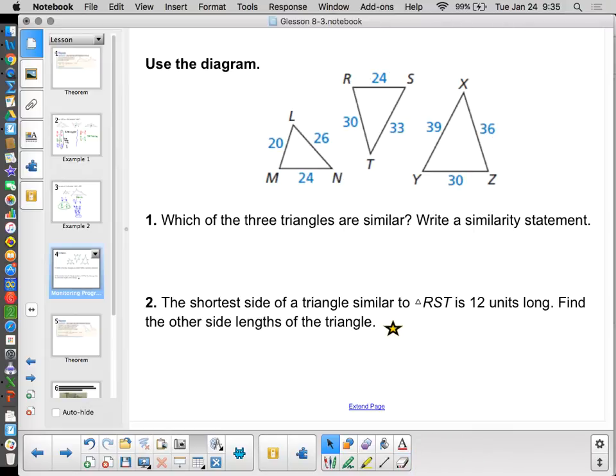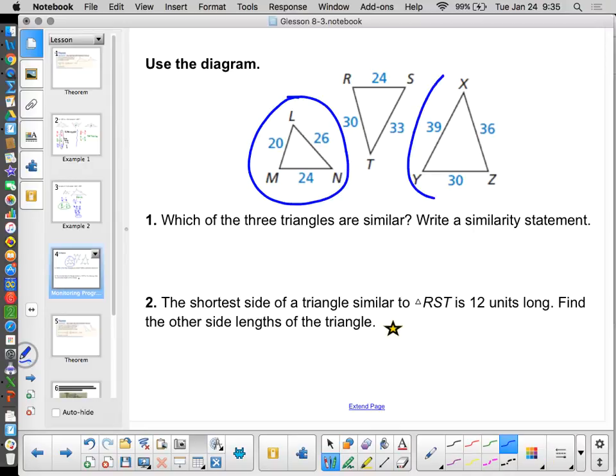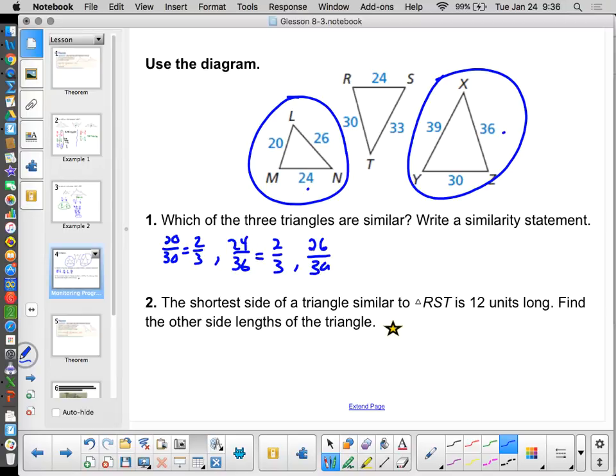So how about the first and the third? Let's look at these two. Short side to short side, 20 over 30. That clearly reduces to 2/3. Middle side to middle side would be 24 over 36. 12 goes into both of those, that's 2/3. Looking good. Long side to long side is 26 over 39, which reduces to, 13 goes into both of those, 2/3. Aha, those two are similar.